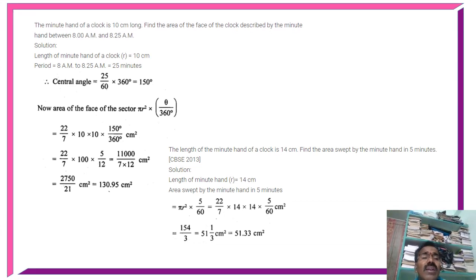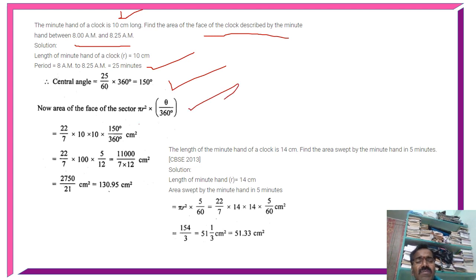Same way, the minute hand is given, 10 centimeters long radius. Find the area swept by the minute hand from 8 a.m. to 8:25, which means 25 minutes. For the central angle, before we did 5 by 60 into 360, but here it is 25 by 60 into 360, because 1 hour is 60 minutes and the complete angle is 360 degrees. So for 25 minutes, 25 by 60 into 360 is 150 degrees. Same way we substitute and simplify. We get 130.95 centimeter square. These two problems are similar models, only the angle of the sector is different.